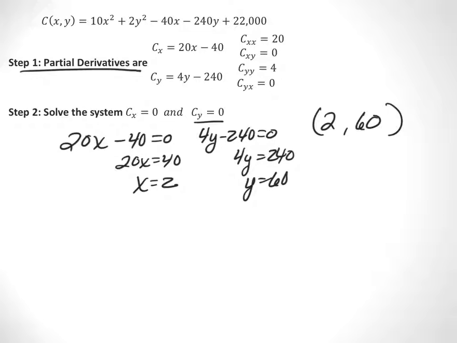Remember, sometimes when you're solving these two equations as a system, you'll have to substitute one into the other or do elimination. But on this one, since each of the first order partials only has one variable in it, you're just going to get numbers. That works out really nicely. This is our candidate critical point for a possible extrema.